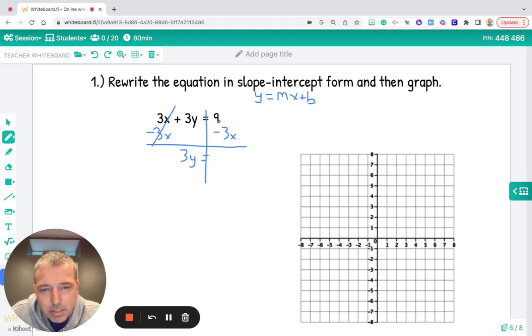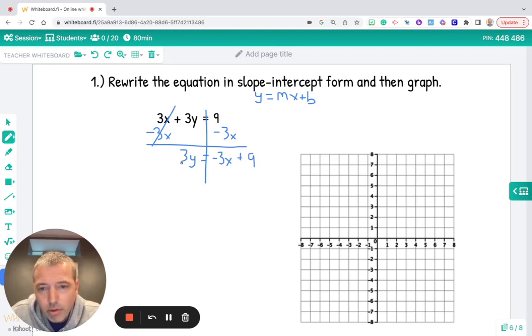Now, I can't do 9 minus 3x. The 3 has an x and the 9 does not. They're not like terms. So I'm just going to bring the negative 3x down. I want that to go first because I want it to look like y equals mx plus b. The x goes first. So I'm going to bring the negative 3x down, and I'm going to bring the positive 9 down.